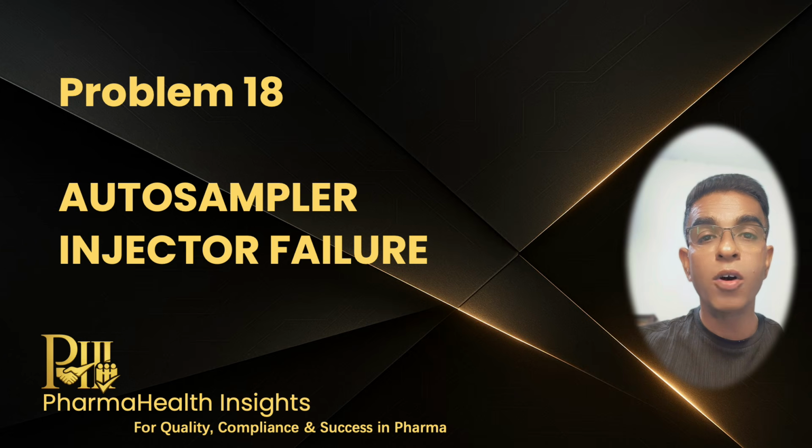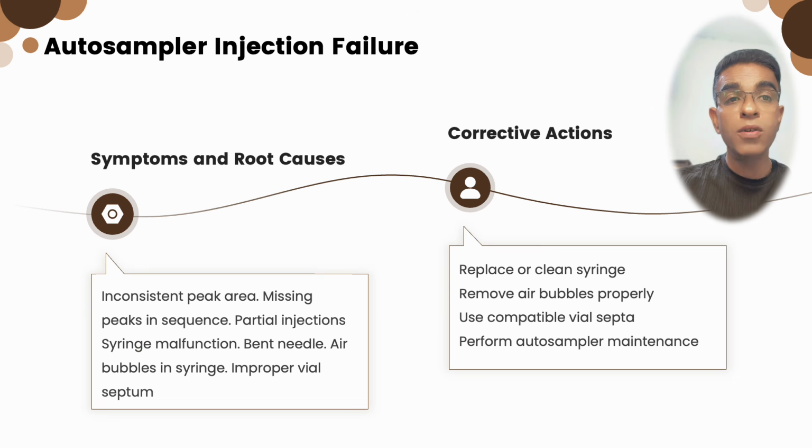Now, let us discuss a problem that is often mistaken for method failure but actually originates from the automation. Autosampler related issues are very common in routine GC operation. Inconsistent injection volume directly affects peak area reproducibility. A damaged or bent syringe needle can lead to partial injections or even missed injections.